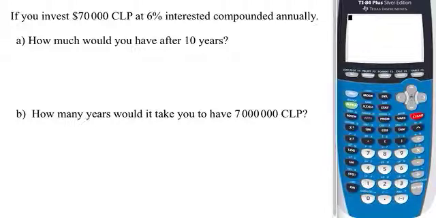So let's say I invest 70,000 Chilean pesos at 6% interest, and I'm going to compound this annually again, so every year I'll earn another 6% on this. So I want to know first, how much would I have after 10 years? Well, what that means then is I want to find A of 10, the amount I have after 10 years, and I'm going to just take my initial amount again, so 70,000 times 1 point, and in this case, because it's 6%, it's going to be 1.06 to the power of the number of years, which is 10.